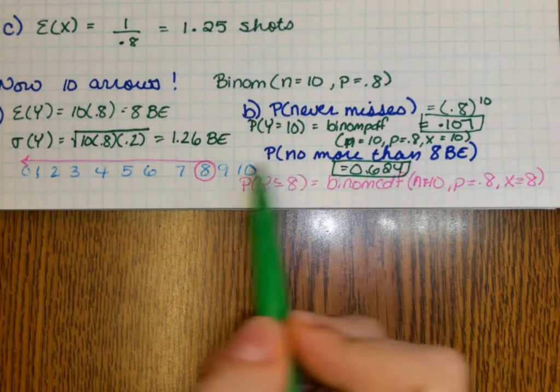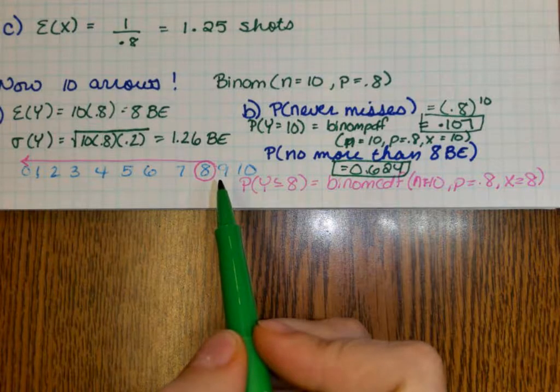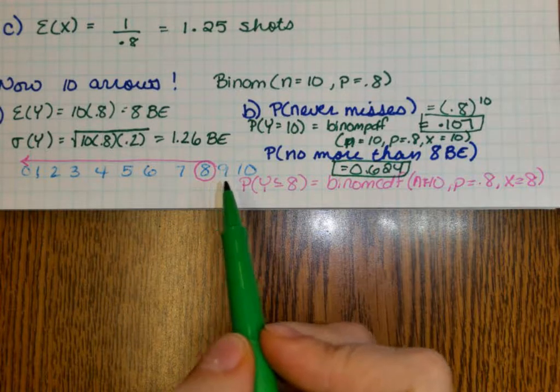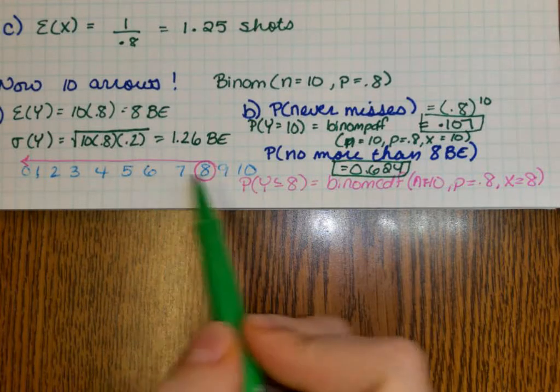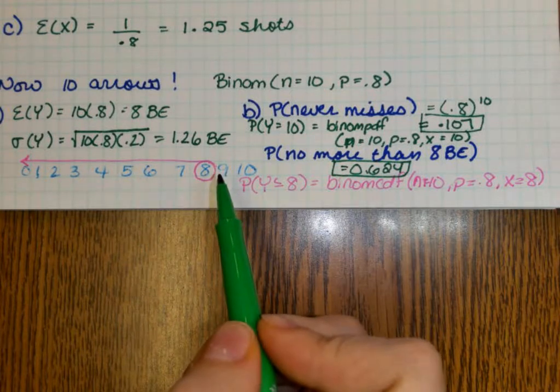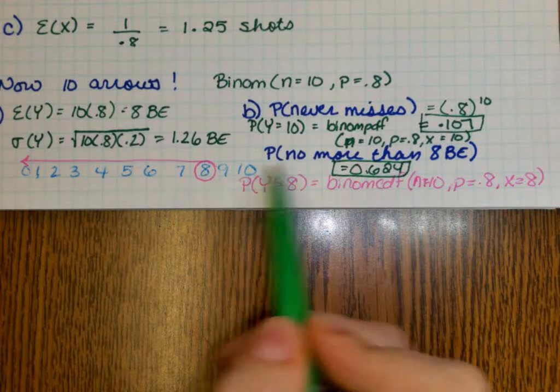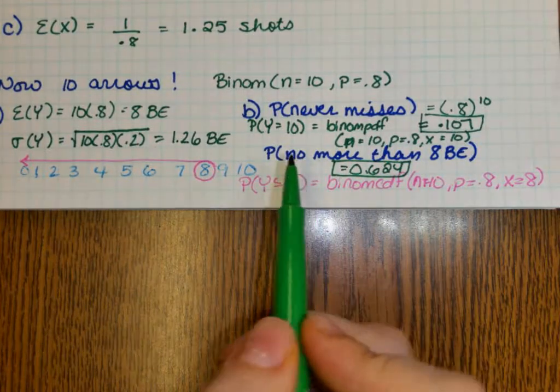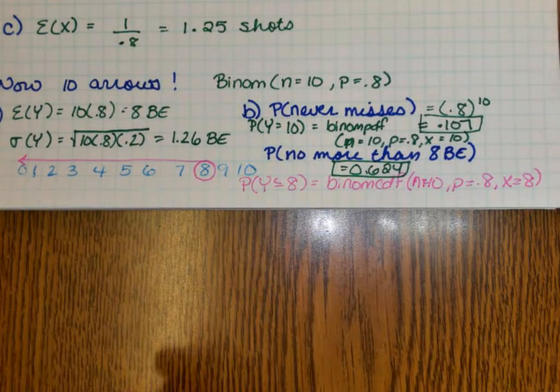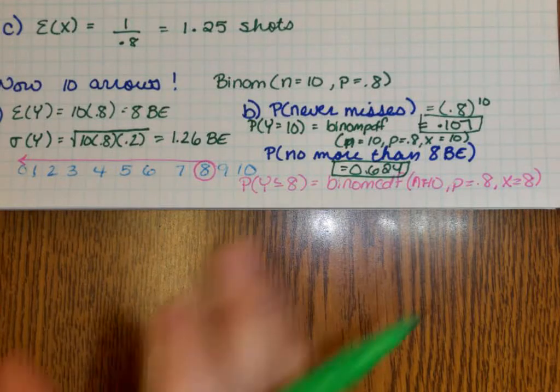Is 7 more than 8? Is it no more than 8? 7 is no more than 8. 6 is not more than 8. 5 is not more than 8. So that means I'm looking at this side. 10 is more than 8, but there's a no in front of that.